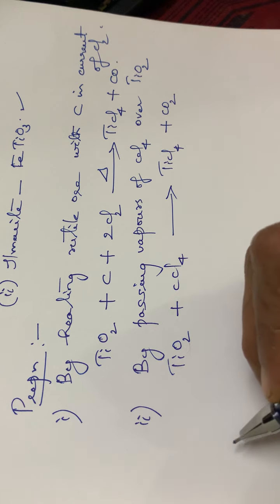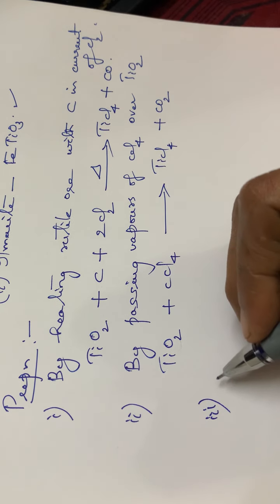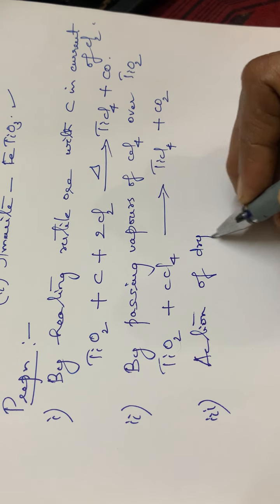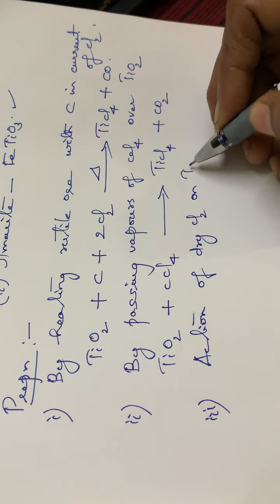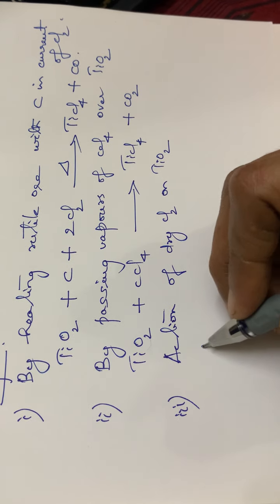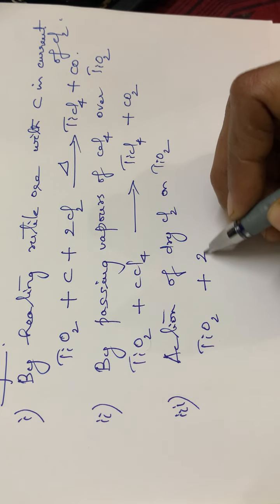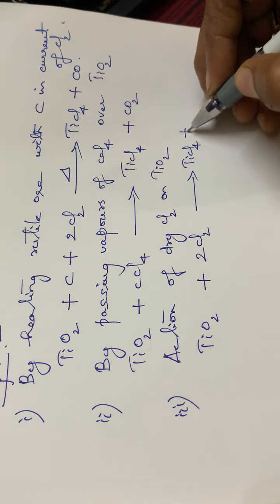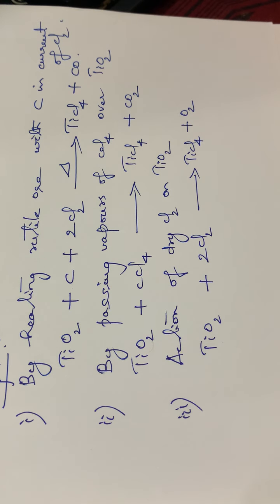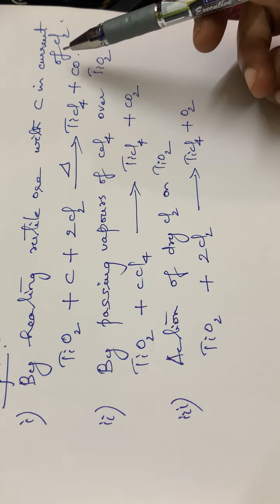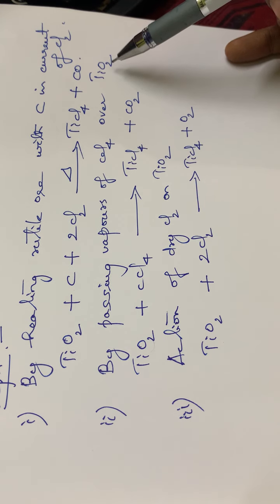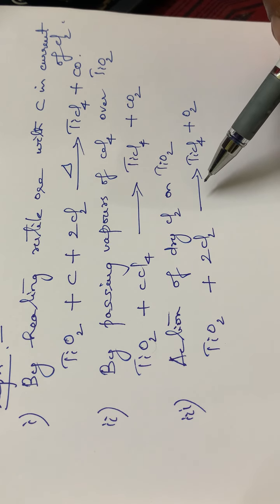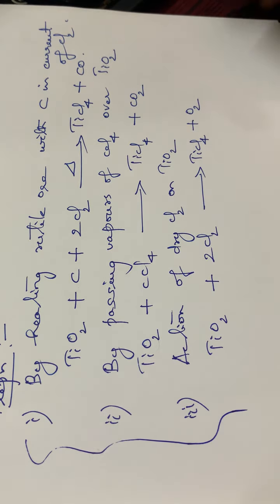And the third method is by the action of dry chlorine on titanium dioxide. TiO2 plus 2Cl2, dry chlorine, giving TiCl4 plus O2. So these are the three methods of preparation. The first is by heating rutile ore with carbon, the second by passing vapors of CCl4 over TiO2, and the third is the action of dry chlorine on TiO2. So, three methods of preparation from rutile ore.